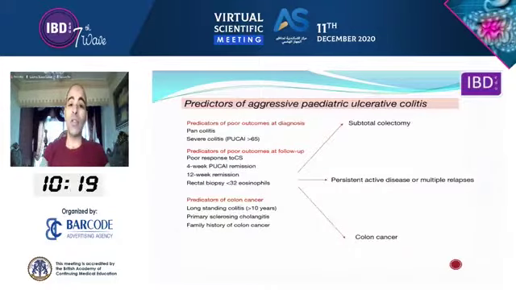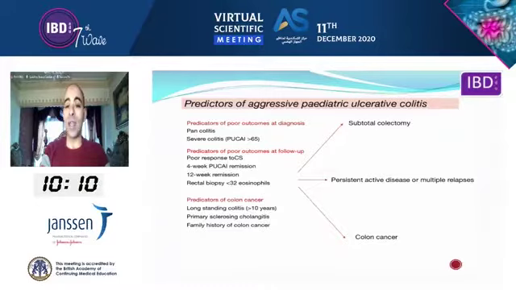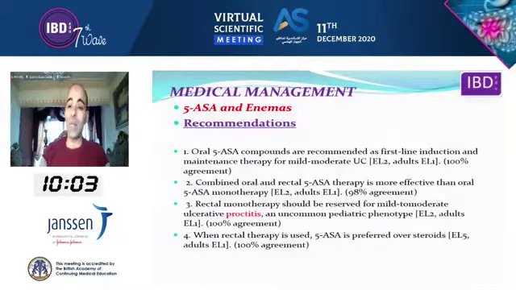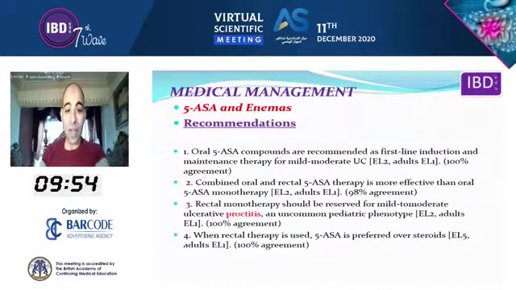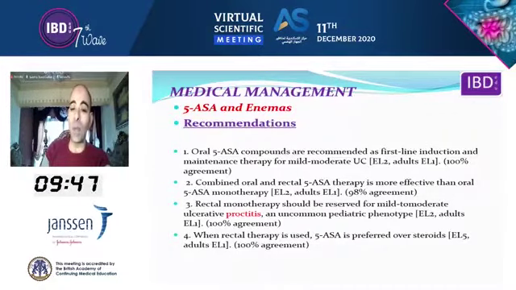These are the predictors of aggressive pediatric UC at diagnosis: pancolitis and severe colitis when the pediatric UC activity index is more than 65. These are the bad prognostic factors that can help us in assessment. What about medical management, and how to manage a child with UC medically? At first, 5-ASA and enemas. According to the recommendations, oral 5-ASA compounds are recommended as first-line induction and maintenance for mild to moderate UC.